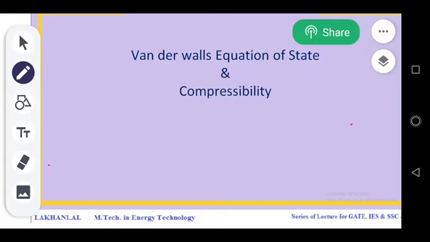Hello everyone, I will teach you van der Waals equation of state and compressibility in this tutorial. And we will solve some problems which were asked in GATE and engineering services on this topic.